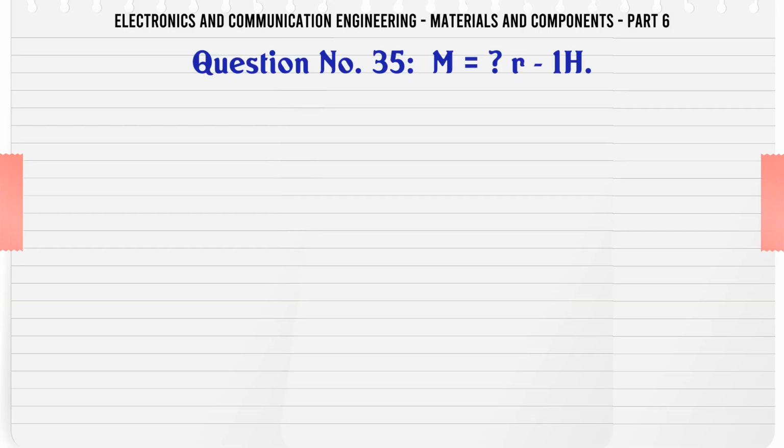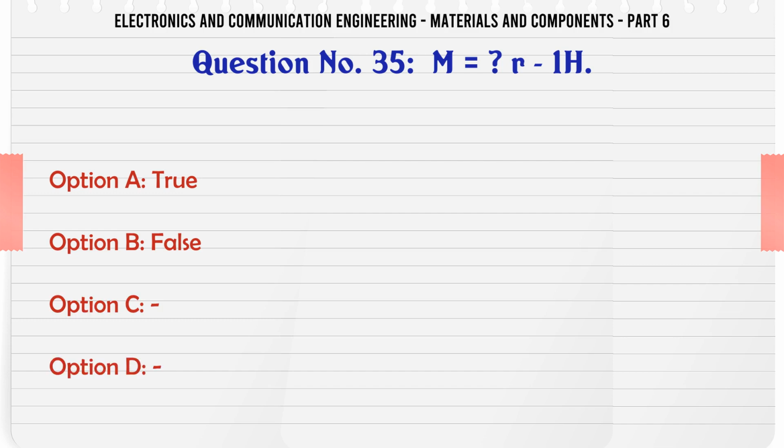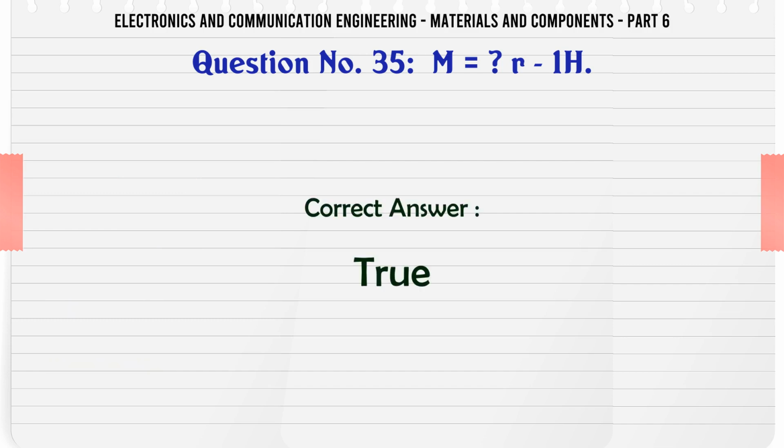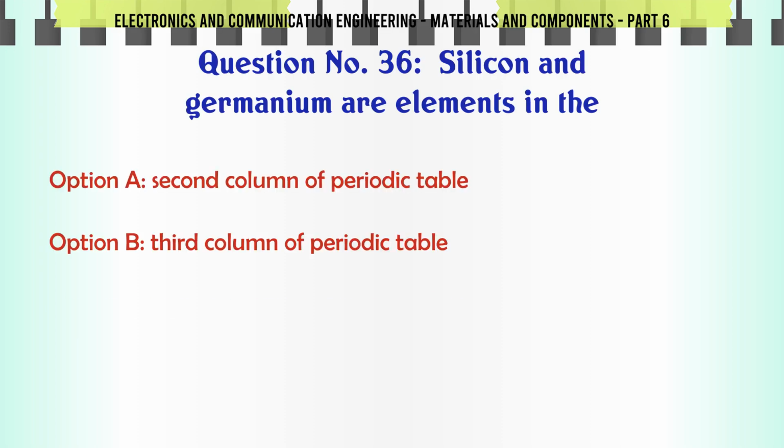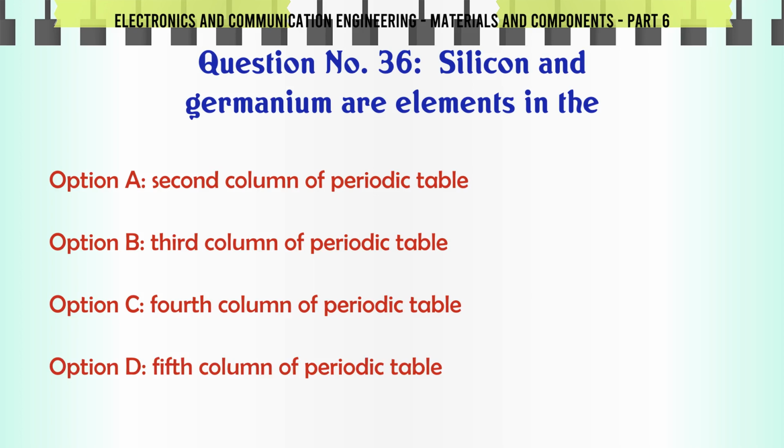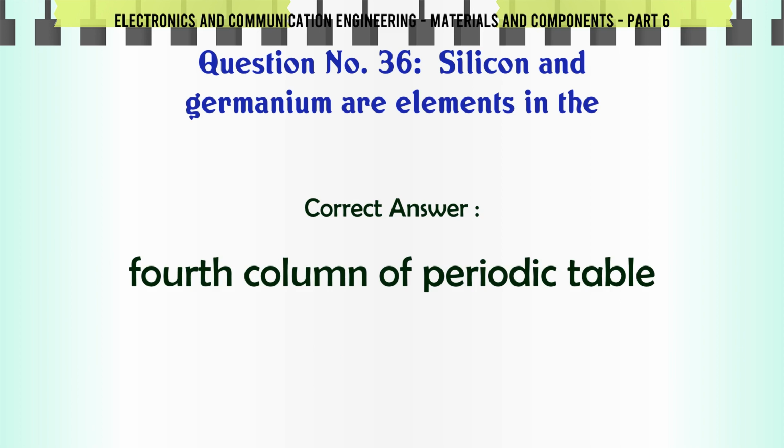A true, B false. The correct answer is true. Silicon and germanium are elements in the A second column of periodic table, B third column of periodic table, C fourth column of periodic table, D fifth column of periodic table. The correct answer is fourth column of periodic table.